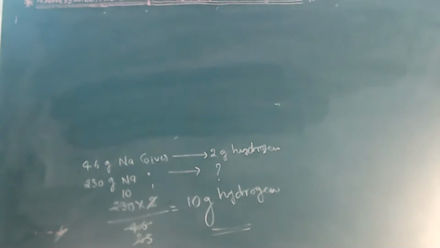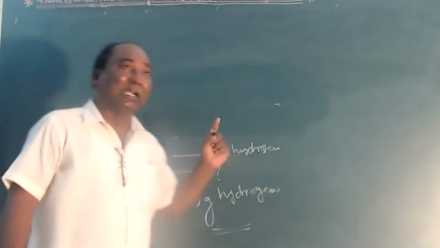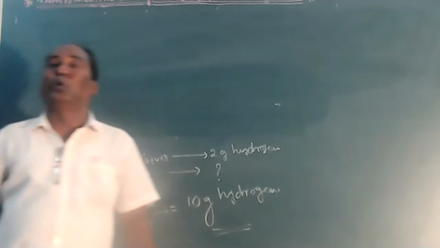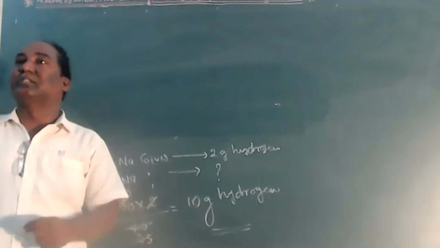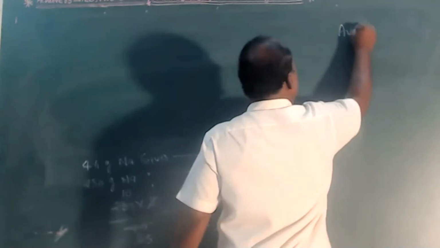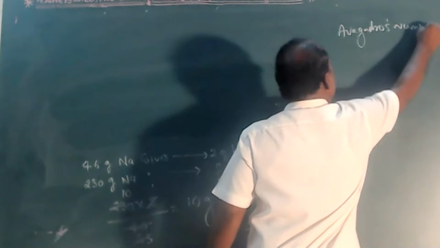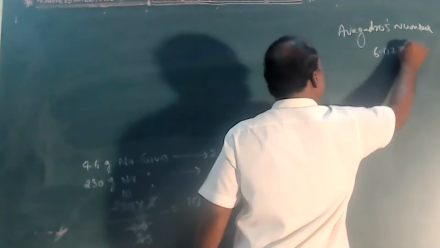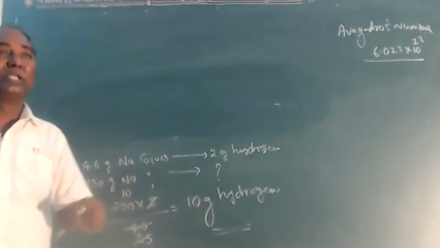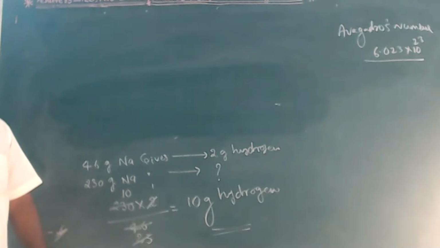2 grams of hydrogen is nothing but 1 mole. 1 mole of a substance contains 6.023 into 10 to the power of 23 molecules. This number is called Avogadro's number. That is, 1 mole of substance contains 6.023 into 10 to the power of 23 molecules.